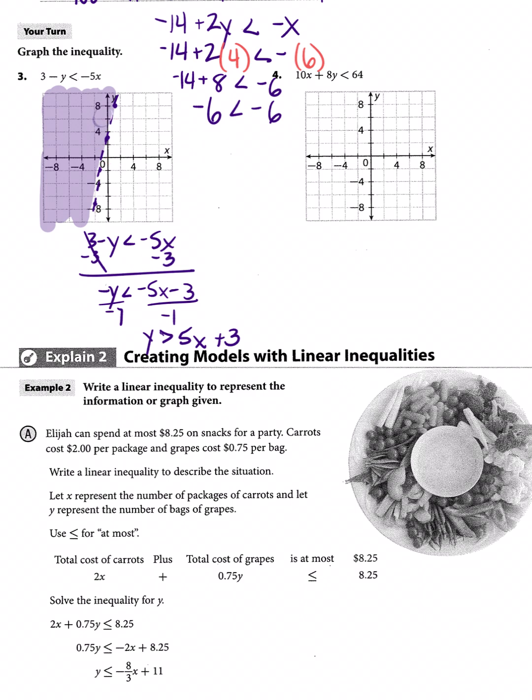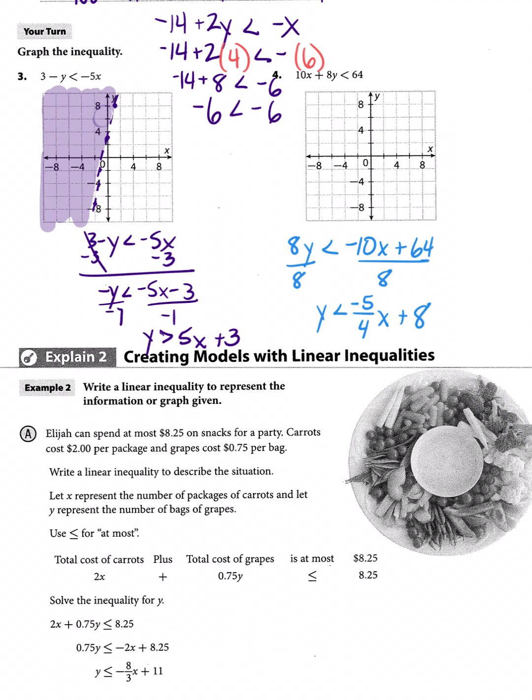All right, number 4. We need to move the 10x over, so we'll have 8y is less than negative 10x plus 64. And then we need to divide by 8 on both sides. We did not divide by any negatives, so we do not flip the symbol. We can reduce that to be negative 5 over 4 as our slope, and 64 over 8 is positive 8.